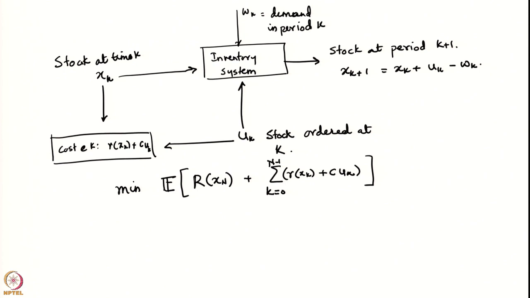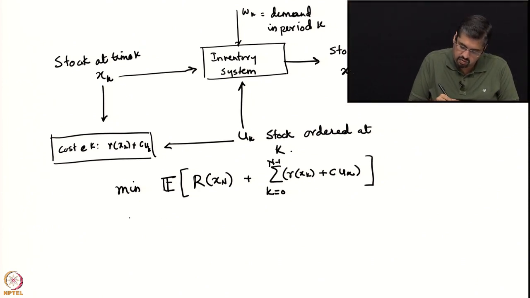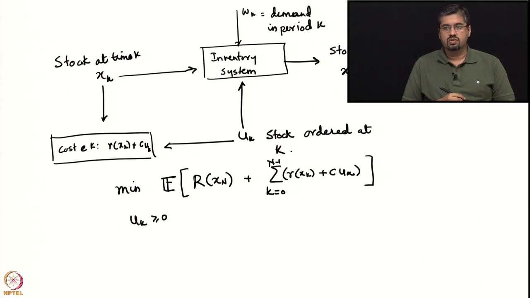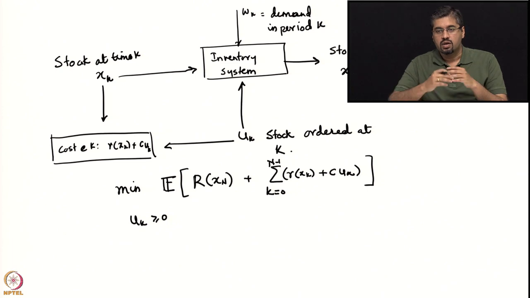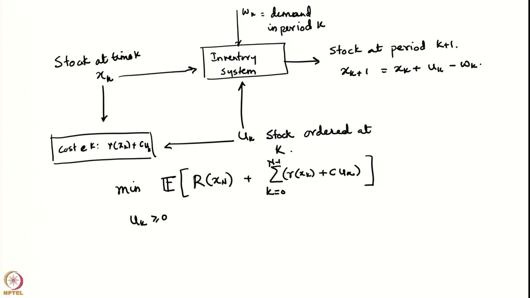Since the stock that we are ordering at each time step at time k is an order, we are not allowed to return, we can say that there is a constraint here. There is a constraint that uk must always be greater than or equal to 0. Okay. So, since we are only allowed to order additional stock, we are not allowed to return our earlier stock. Okay. So, now let us look at this cost function a little closely, and try to understand what exactly we are trying to do.